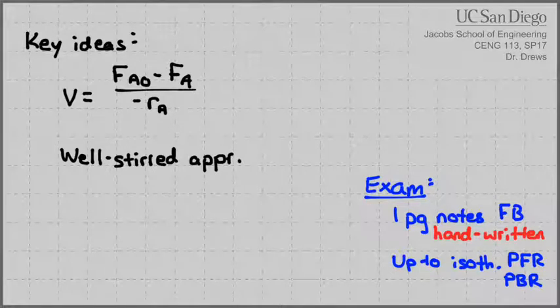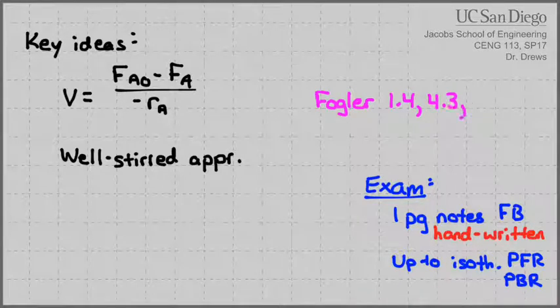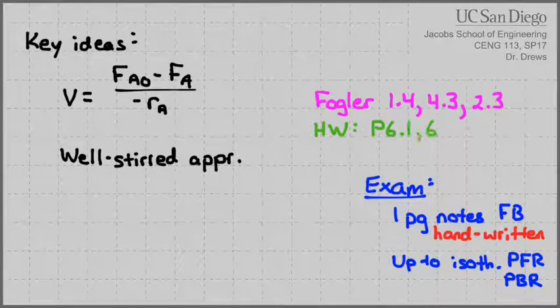The content for this in Fogler, if you want to find out where this stuff is in the book, where did I write it down? There it is. 1.4 gives you a general intro, 4.3 goes into it in a little bit more detail. Oops, there was supposed to be a 2.3 in there. Sorry, those aren't organized. And if you're looking at the homework, just from today, we should be good with 6.1, 6.2, and 6.4.